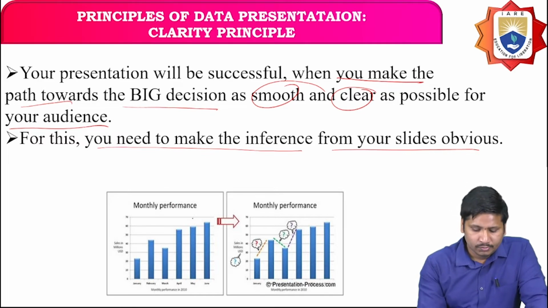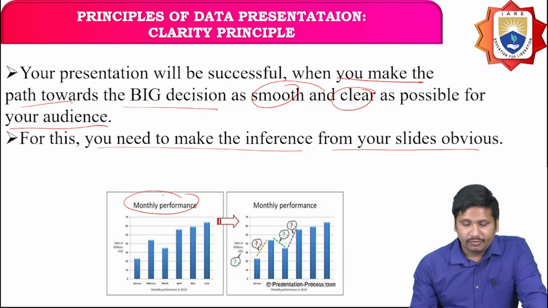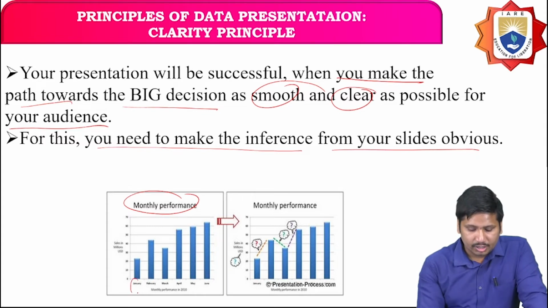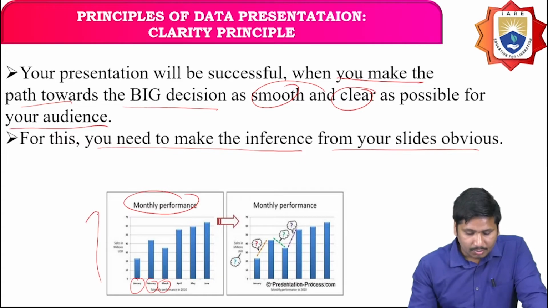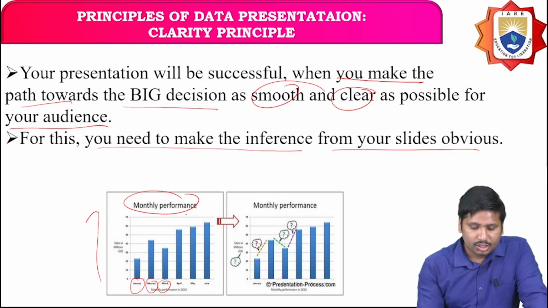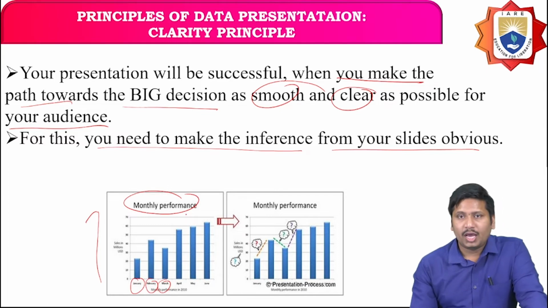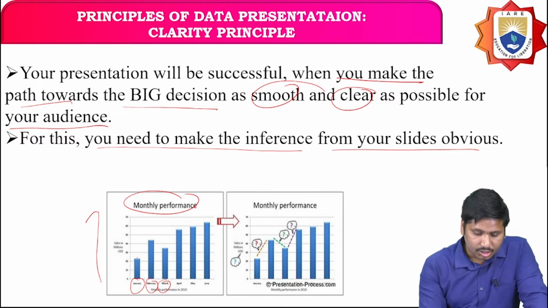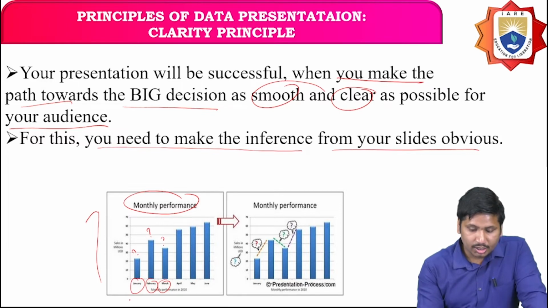So this is the monthly performance. On the x-axis, I'm taking the months, and on the y-axis, I'm taking the sales in that particular month. I'm drawing a graph, and for that I'm using a bar graph here. By seeing this, the audience can understand how much sales were done in January, how much in February, how much in March, like this.